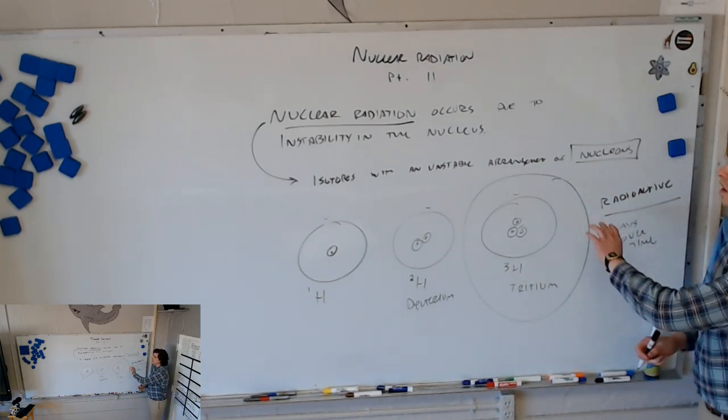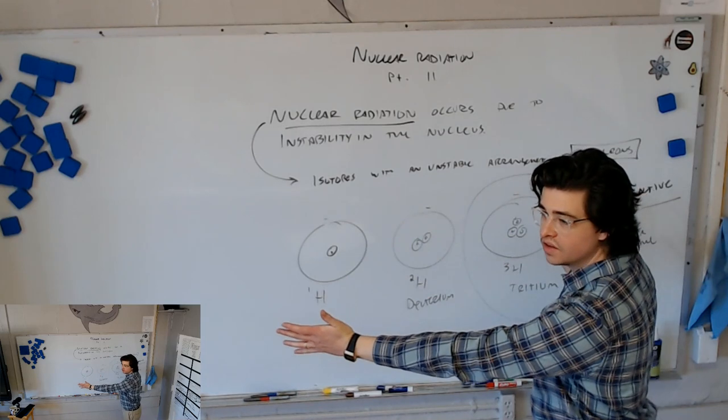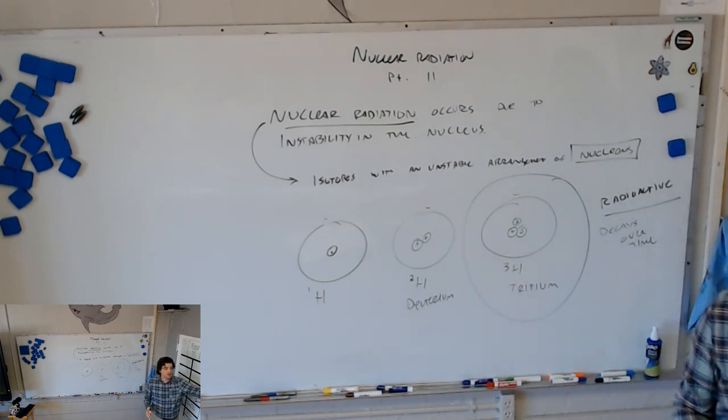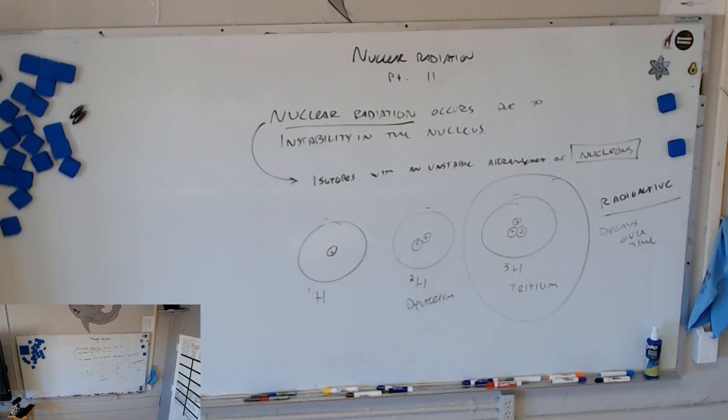Anyway, so why does nuclear radiation occur? You'll notice that the elements where all the isotopes are radioactive are all towards the end, right? Starting with polonium, number 84, every element after that, all of its isotopes are radioactive. Do you see that? And that's because they're so big.